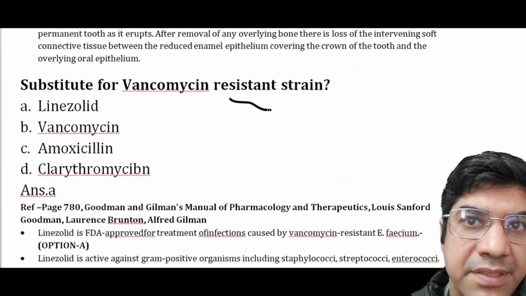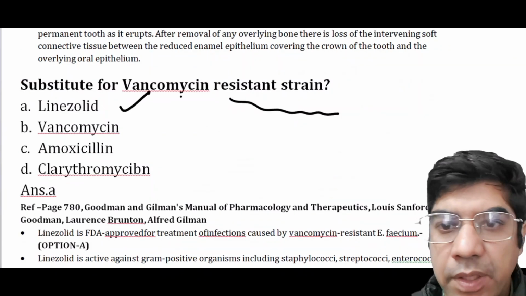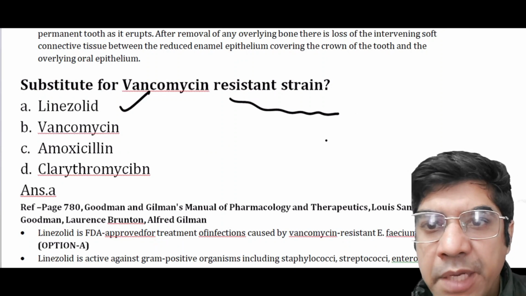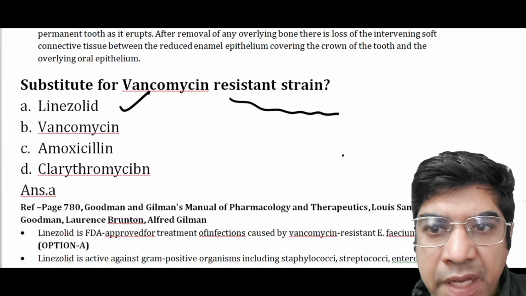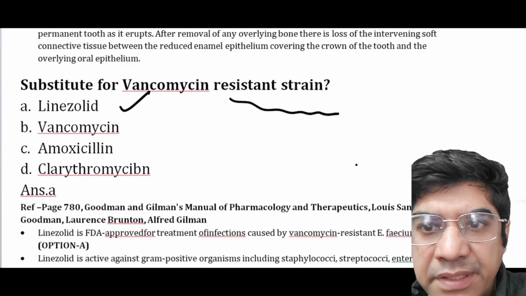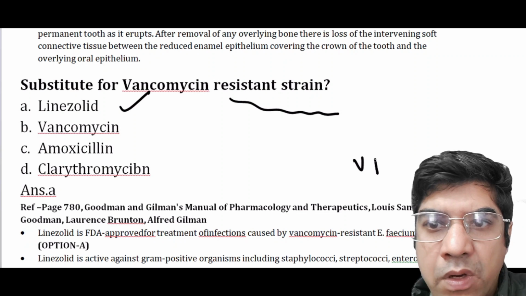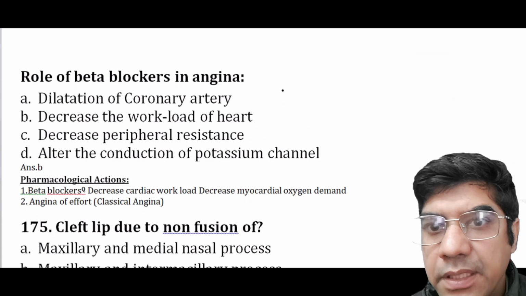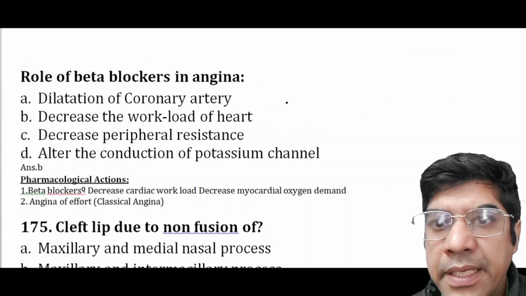For a vancomycin resistant strain, the answer is linezolid. Linezolid, we know, is a substitute for treatment of infection that is caused by a vancomycin resistant strain, particularly the vancomycin resistant enterococcus.